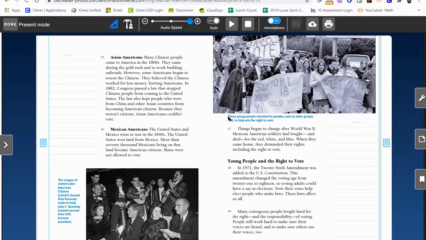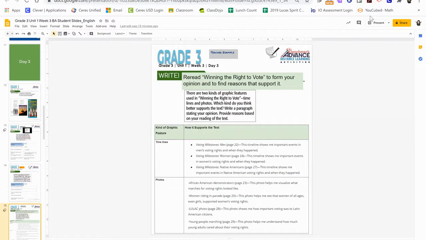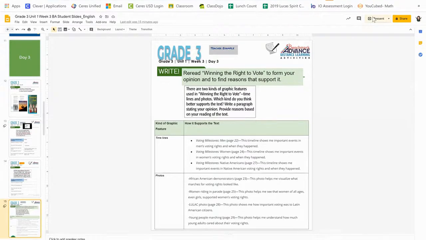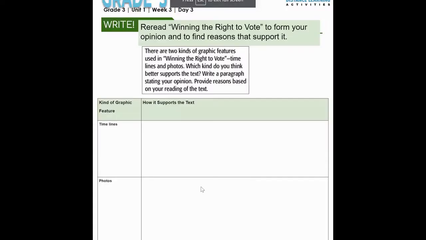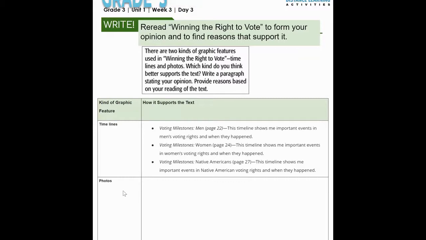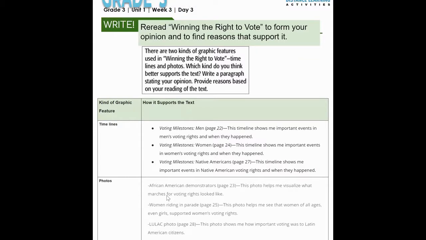So now that I am done looking at the photographs, I'm going to go back to my chart and I'm going to write how the photos support the text. So basically what I just said is what I wrote in my chart. Okay, so that is my text evidence.